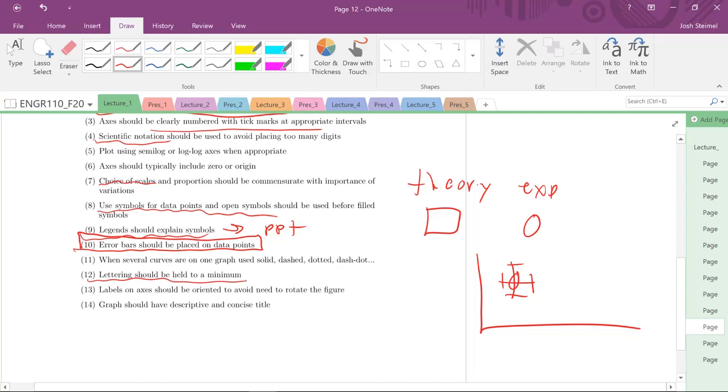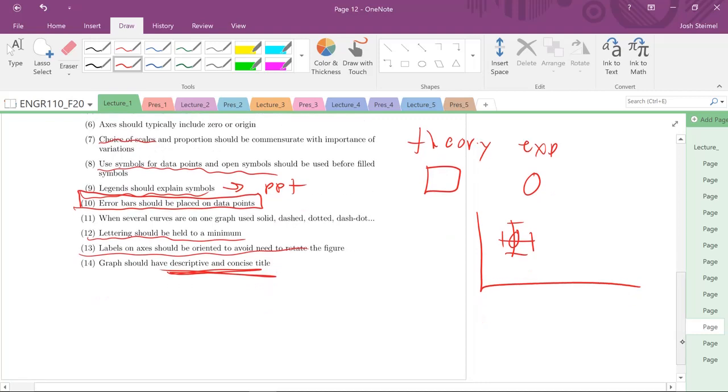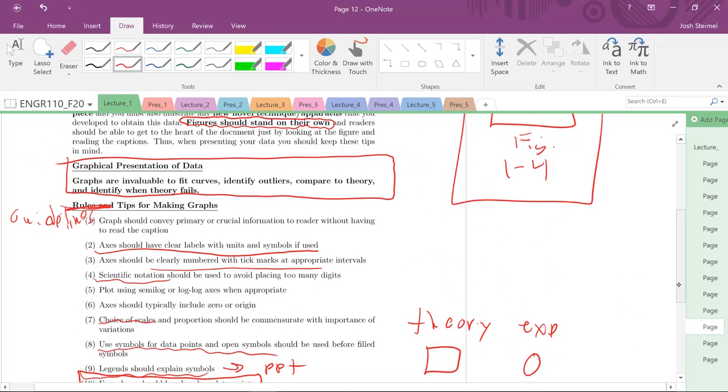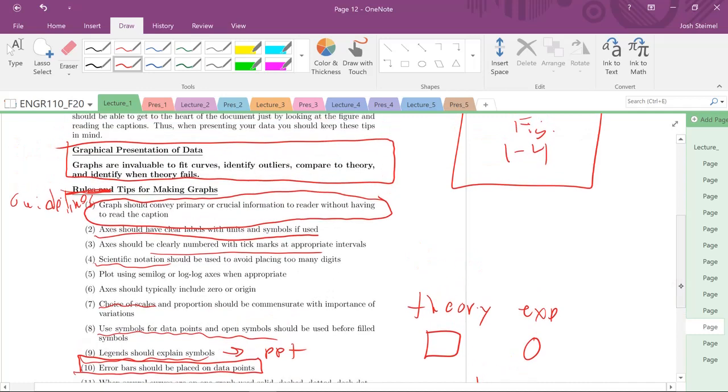Lettering: minimal text. You don't want to get too wordy. Labels should be rotated, concise, and descriptive. You don't have to have a graph title, but if you feel it's necessary, the most important thing is the first sentence. The graph should convey primary crucial information to the reader without having to read the caption. So whatever you have to do, actually with reading the caption as well.